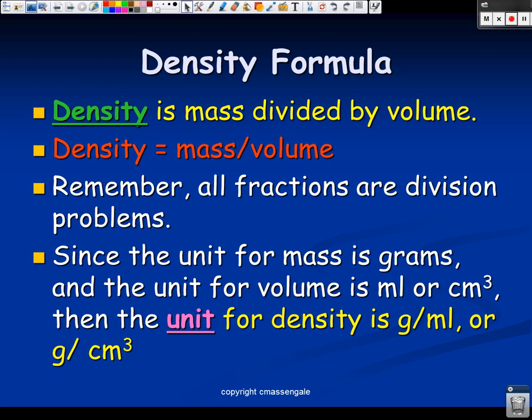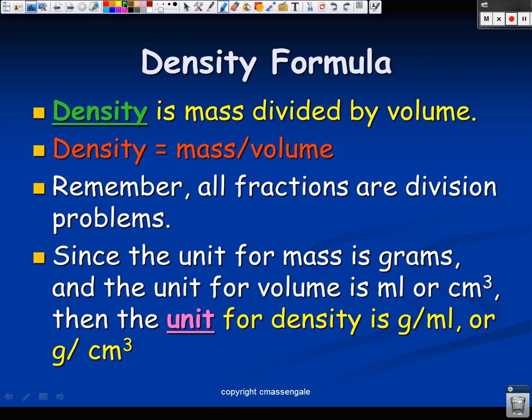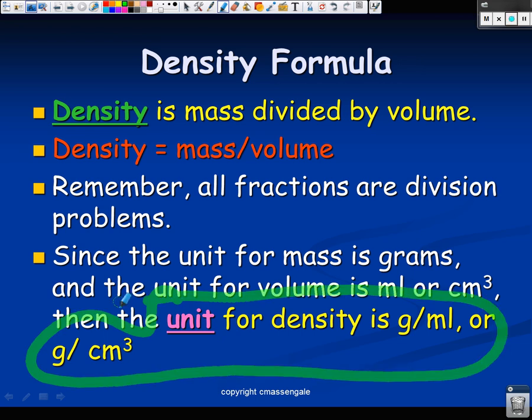So if you're highlighting stuff, this part down here at the bottom is very important. Because making sure that you know what the density unit is going to carry you a long, long, long ways.